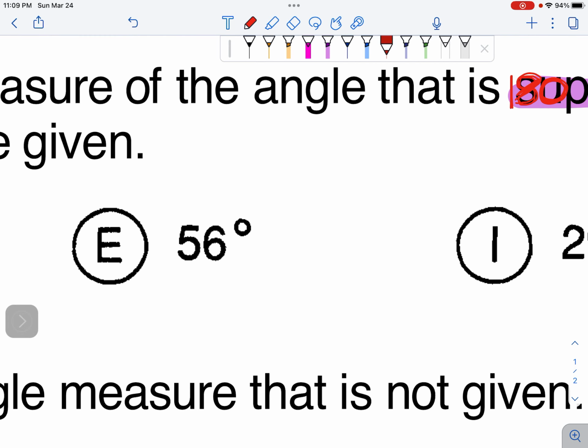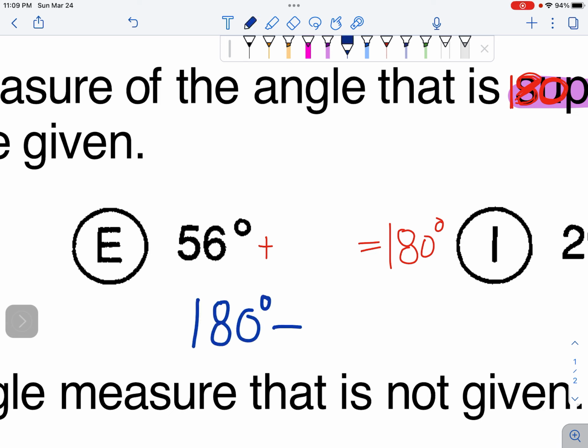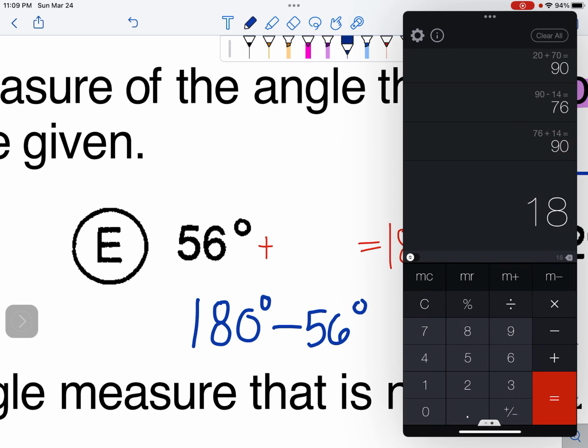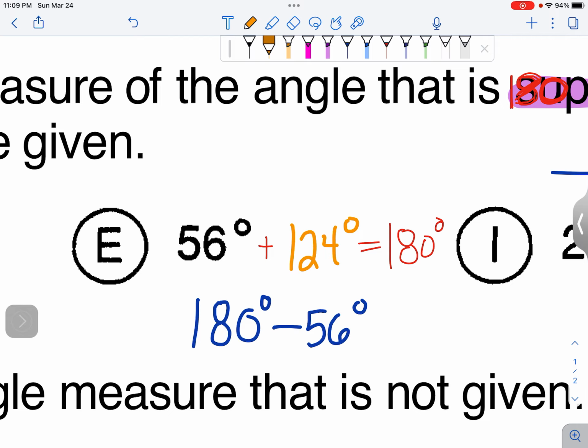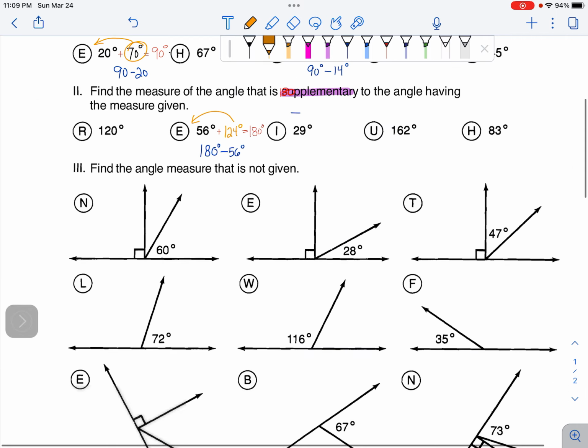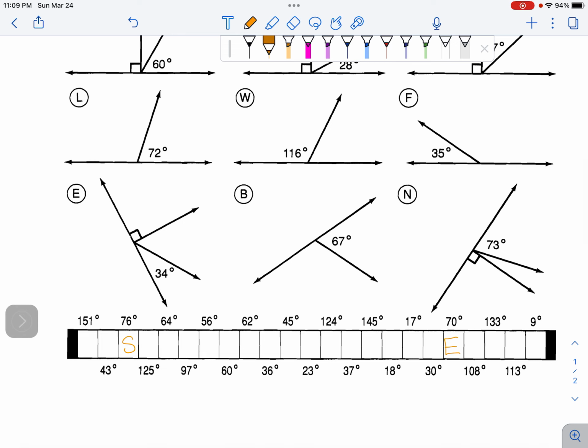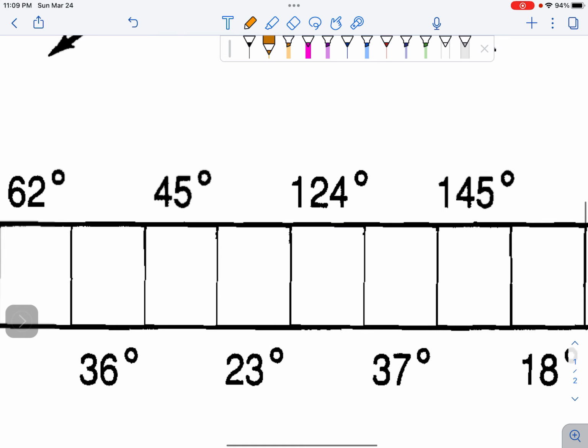So let's look at E. We have to add to 56 degrees to end up with 180 degrees. If you don't know, turn it around and make it a minus problem. 180 degrees minus 56 degrees. In our calculator, 180 minus 56 is 124 degrees. And we'll just check our work by adding 56. Yep, right back to 180. So 124 degrees is E. There it is. Another E.